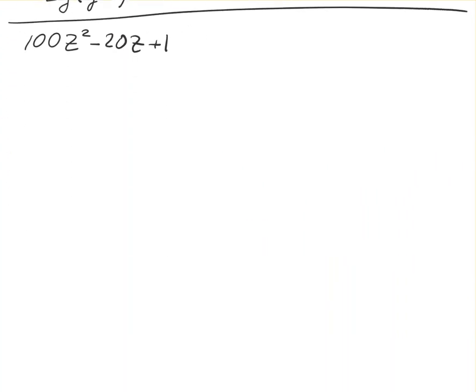All right, so here we go. First things first, got to find A, B, C. So let's give it a whirl. A is a 100. B is a negative 20. And C, interestingly enough, is positive 1.